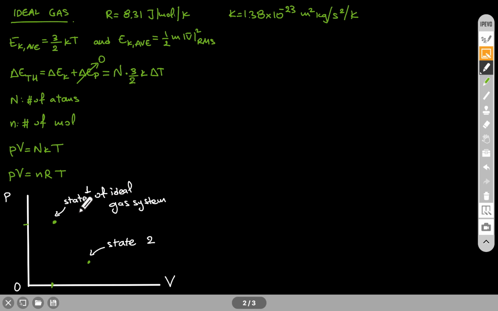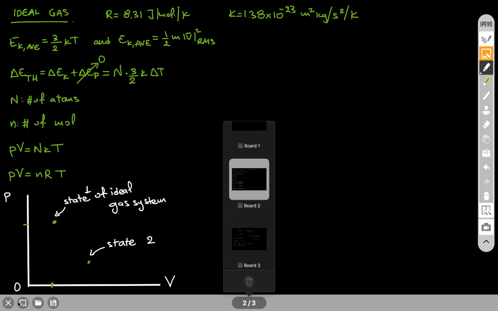In this case, I will say that the volume of the gas in state 2 is 2 times the volume of the gas in state 1. So I'm doubling the volume of the ideal gas system, and I keep the temperature the same. Now let's go. I'm going to show you how you can do this work on a new board.